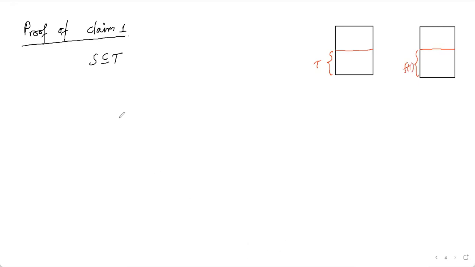Okay, and well, now S is a subset of T. Let's say this is S, so S is included in T, and therefore f of S is also included in f of T. So this is f of S. So this implies f of S is included in f of T.